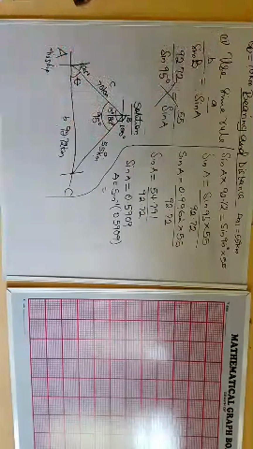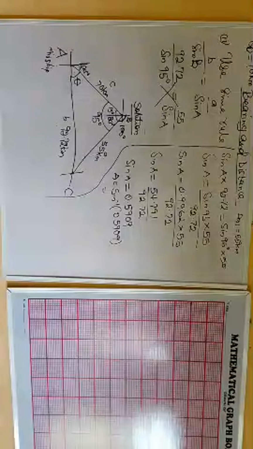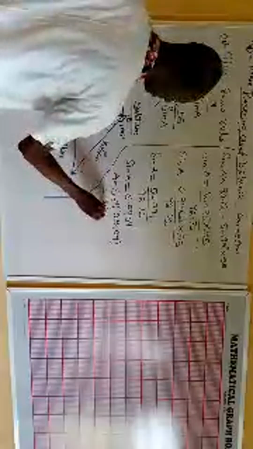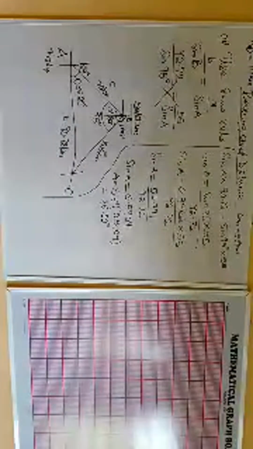Okay, let's use our calculator. When you use your calculator, our answer is equal to 36.22 degrees. And the question asks us to find the bearing from the S strip. Okay? The bearing from the S strip.